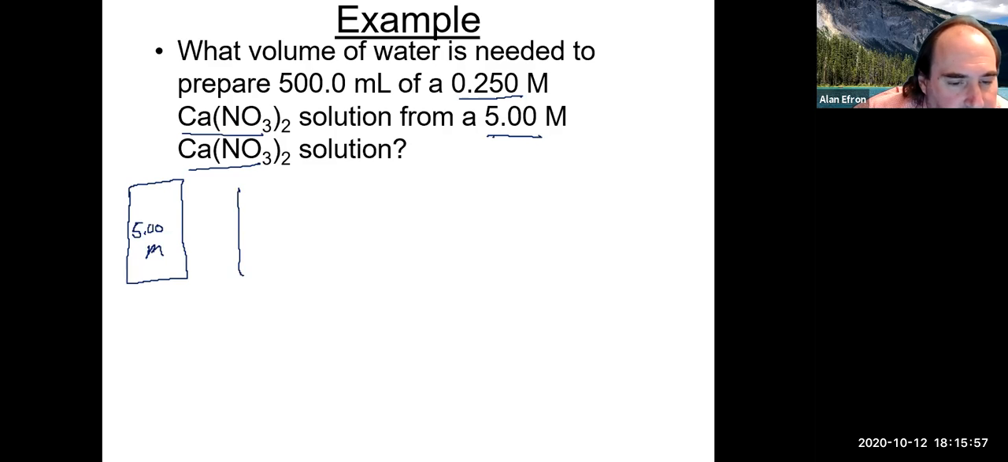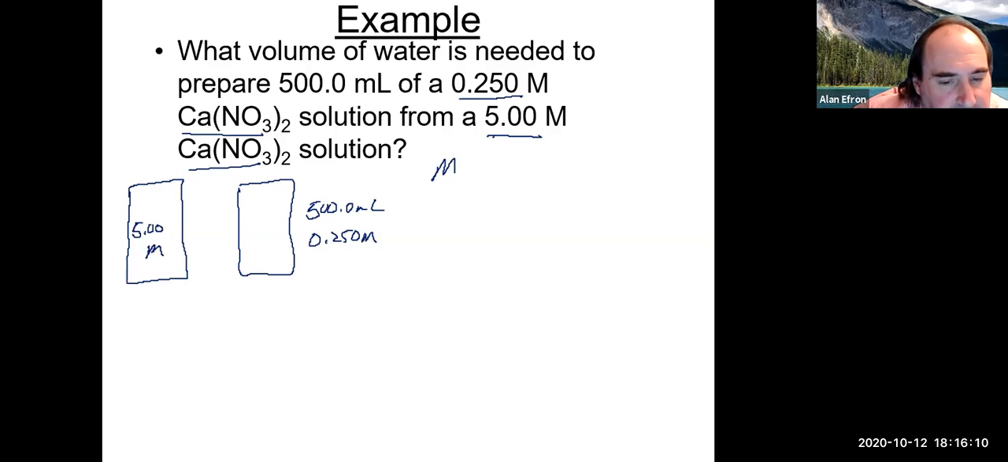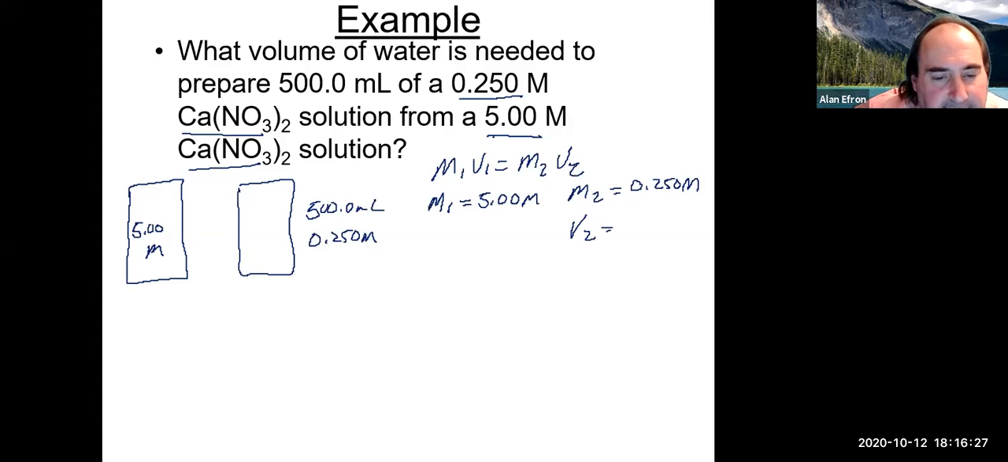And we basically want to make a new solution that has a total volume of 500 milliliters and a molarity of 0.25 molar. So when you're thinking about this dilution, M1V1 equals M2V2, usually the higher number is your larger number. So we have 5 molar. Our M2 is 0.25 molar. Our V2 is 500 milliliters, and our V1 we don't have.